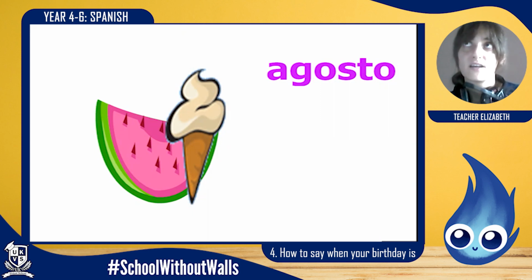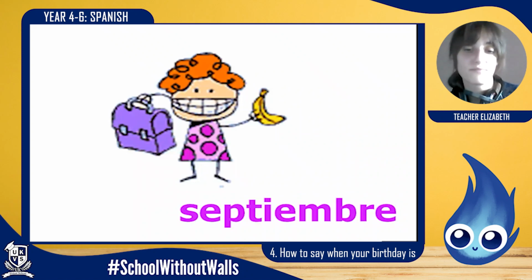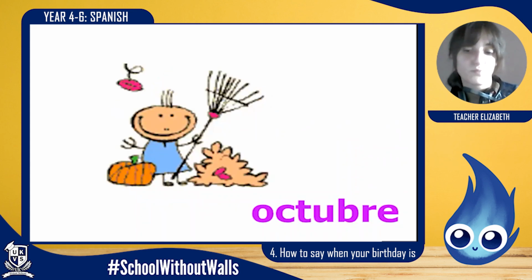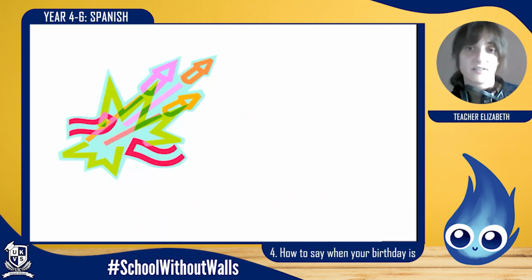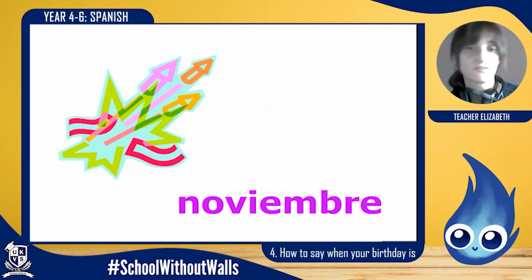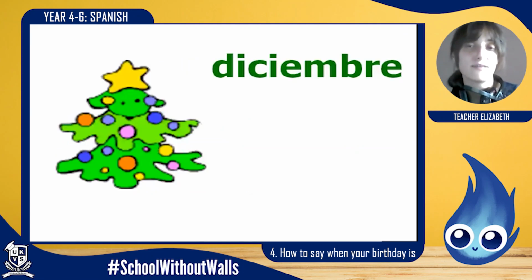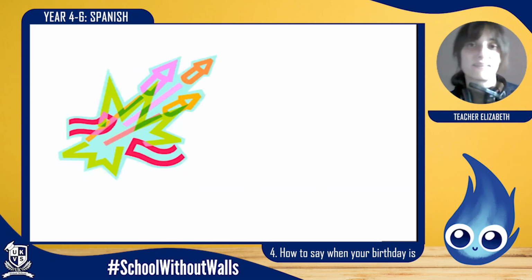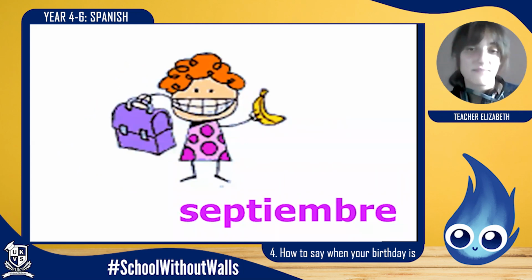Entonces, vamos a repetir: enero, febrero, marzo, abril, mayo, junio, julio, agosto, septiembre, octubre, noviembre, diciembre. Muy bien, okay. Notice how septiembre has an E, not an I, okay?